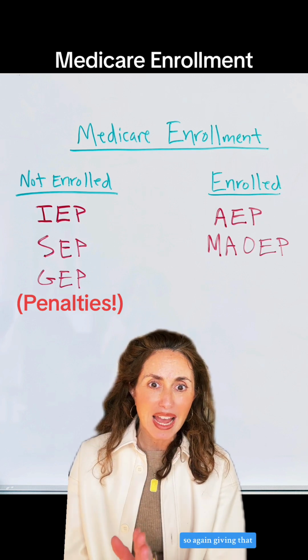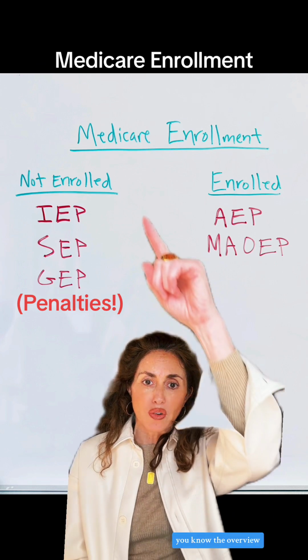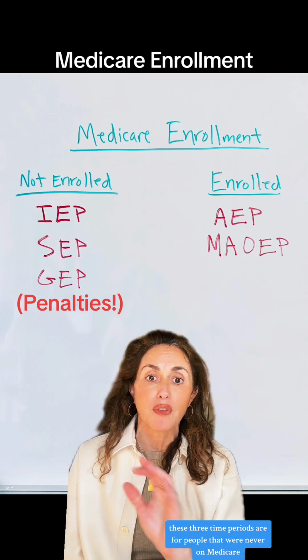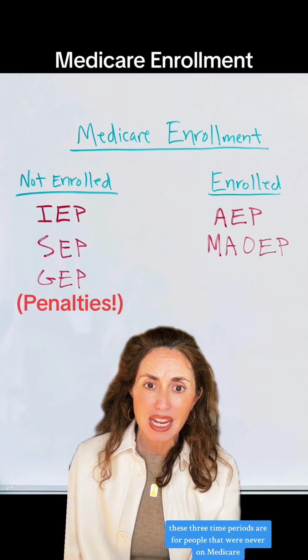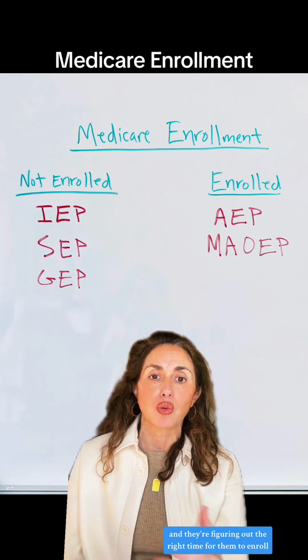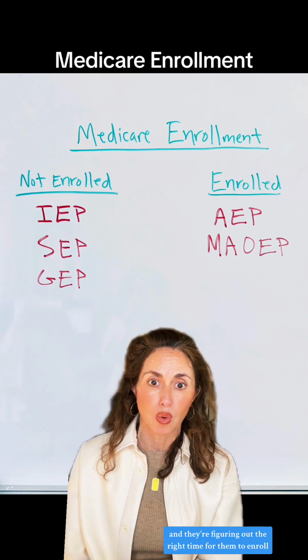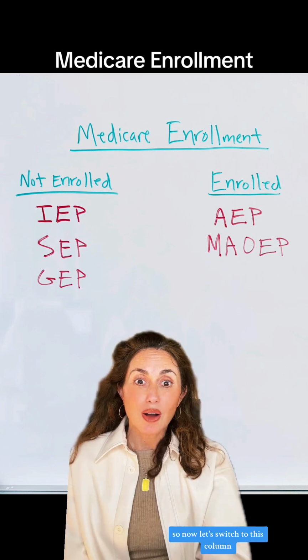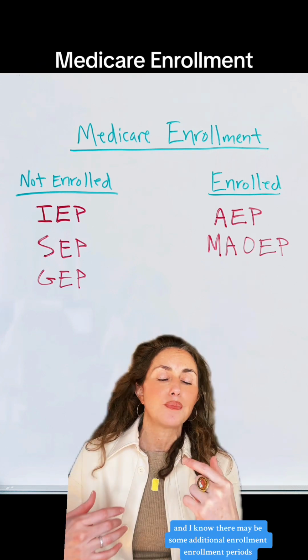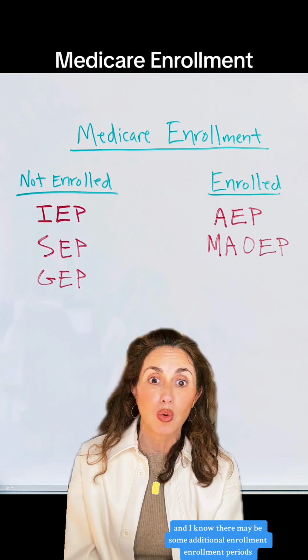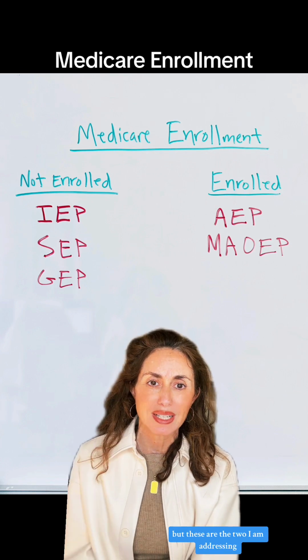So again, giving that overview, these 3 time periods are for people that were never on Medicare and they're figuring out the right time for them to enroll. So now let's switch to this column. And I know there may be some additional enrollment periods, but these are the two I am addressing.